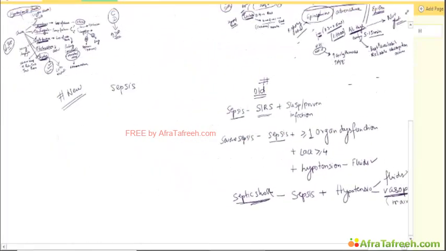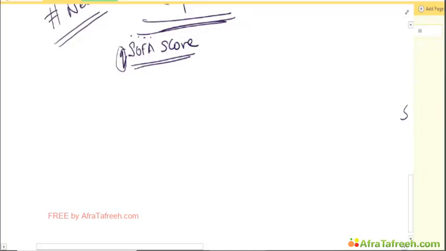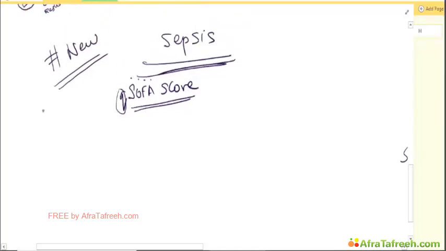Okay. Now sepsis is defined by something which is called the Q-SOFA score. Okay, so this is quick. Q stands for quick, sequential organ failure assessment. Why is it important? Because this is new, just recently changed. There may be questions asked on the definition of sepsis. So you guys need to understand what this is.